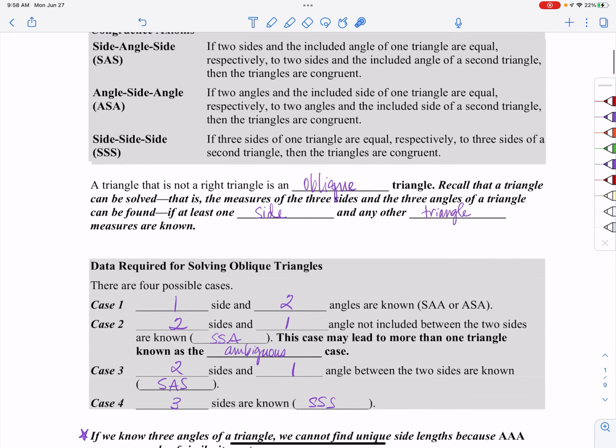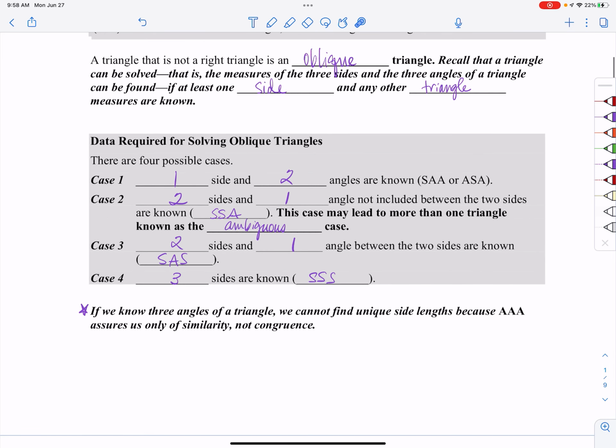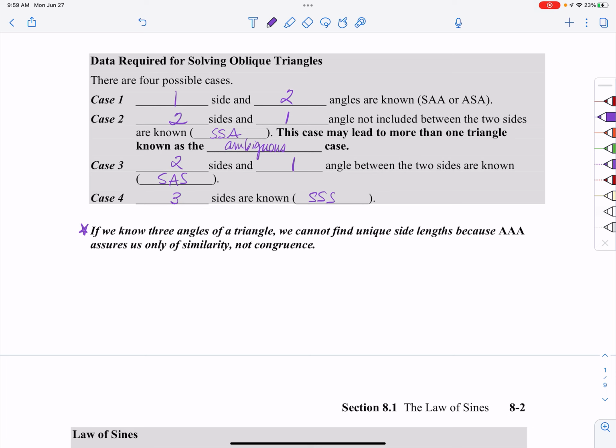So recall that a triangle can be solved. Again, that just simply means that all of the angles and all of the sides can be found if you know at least one side and any other triangle measure. So you have to know at least one side. Other than that, if you're given any other two triangle measures, you have to know a total of three measures. And so if you know one side and any other two triangle measures, then you are able to solve the triangle.